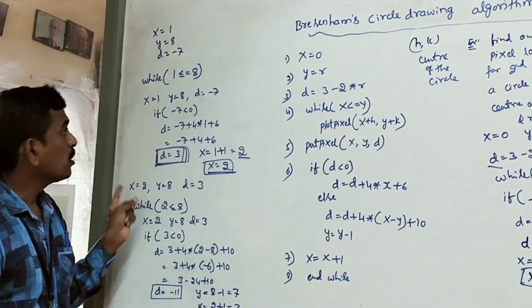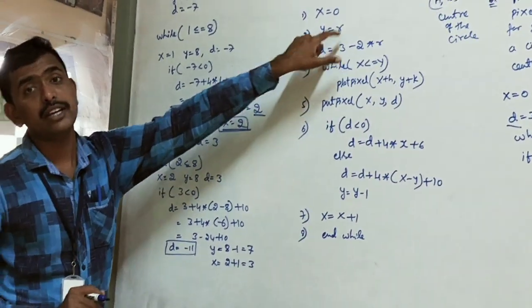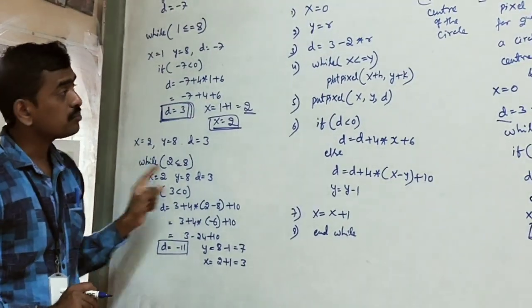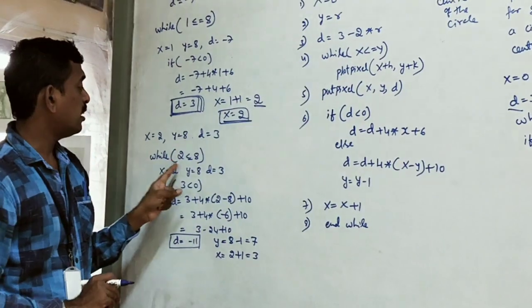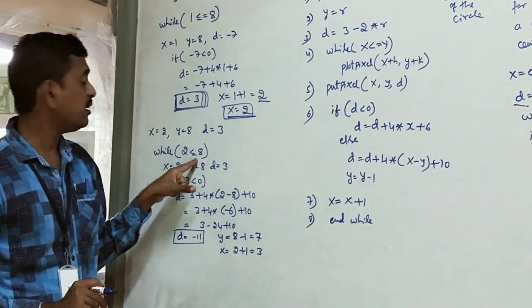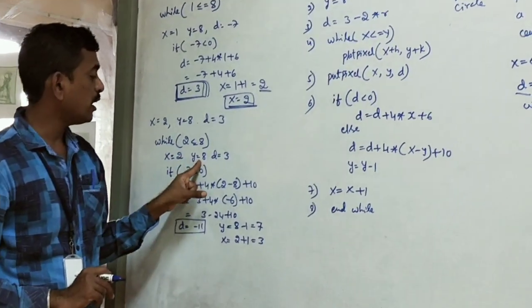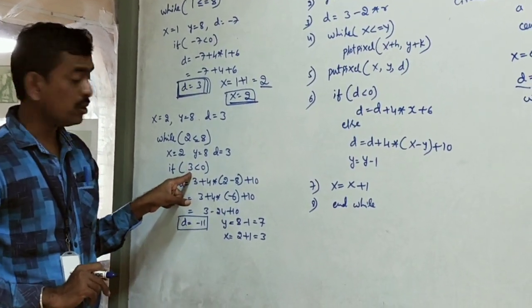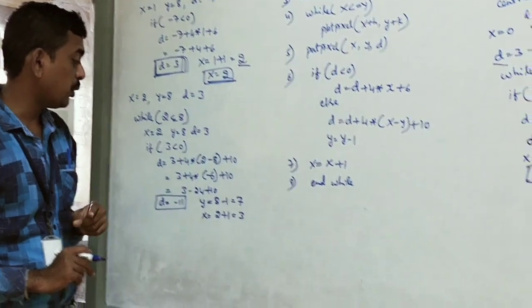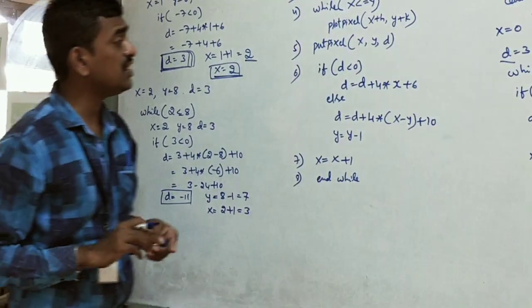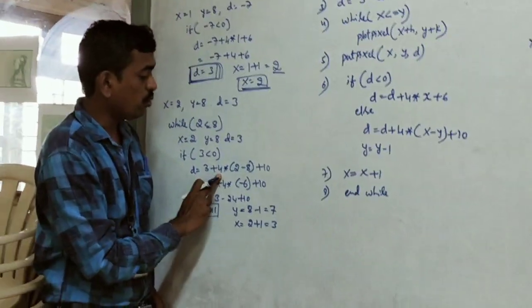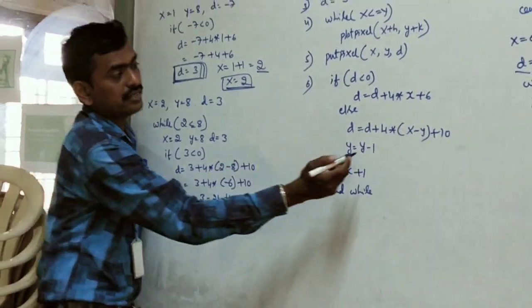Okay, radius, for first beginning assign the value, y equals r. Not confusing, y equals r, therefore check out the condition, 2 less than or equal to 8, therefore x equals 2, y equals 8, d equals 3. If condition 3 less than 0, okay, 3 less than 0, the condition execution for the second step. Okay, 3 plus 4 times 2 minus 8, second.